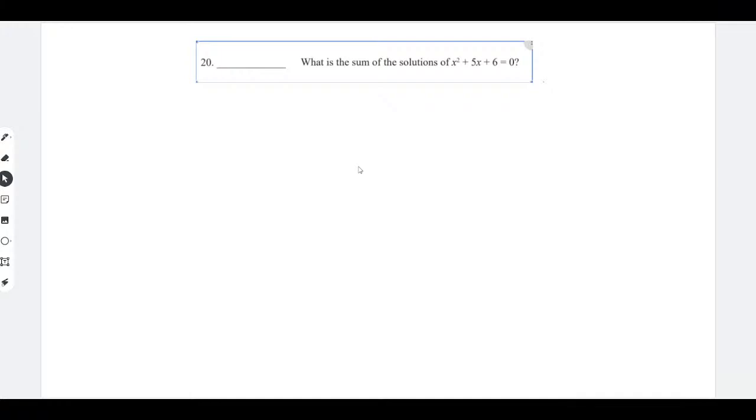So first, do you realize what we're trying to solve right here? We're trying to solve for what x is, right? When it asks about the solutions, it's just asking about solutions of x to satisfy the equation. And then it just wants to know what the sum of those possible x solutions are, right?